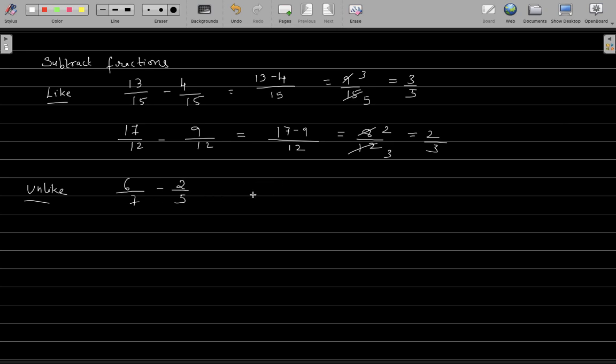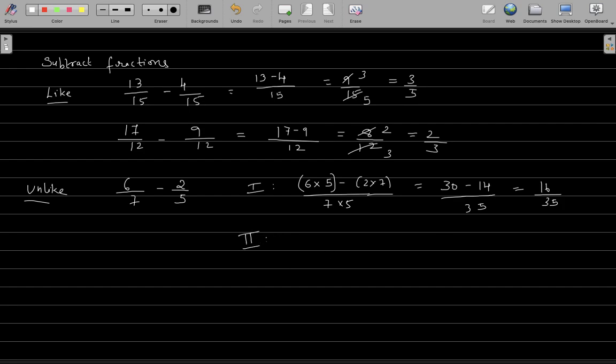Let me show you method 1 where I am taking 7 times 5, and I'll take the numerator of the first, multiply it with the denominator of the second, minus, because the operation is minus here, I'm keeping the same sign minus here, numerator of the second with the denominator of the first. That will give you 30 minus 14 by 35, right? That should give you 16 upon 35. Well, this is one method.